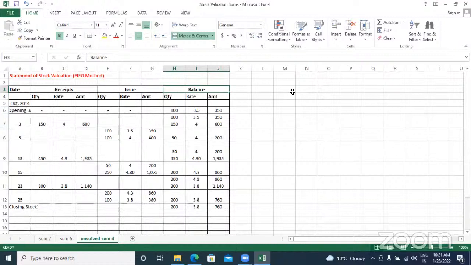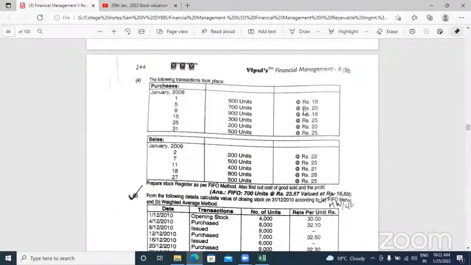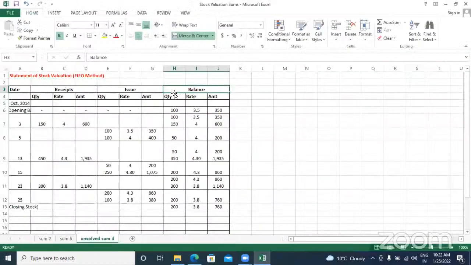So let's begin. Write down the date. Commonly you have to write January 2009, because January 2009 is given as the common month and year. Okay. So write down January 2009 here. I will also write. Don't worry. So this is January 2009.